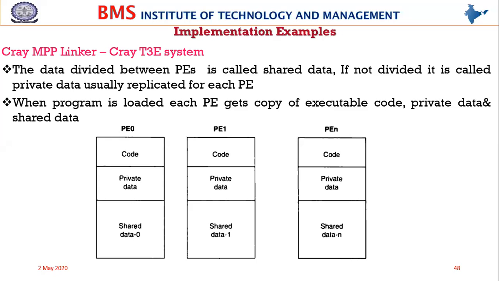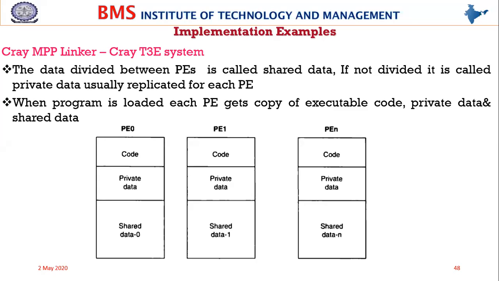When the program is loaded, now you may ask me where the code is. That's what we are trying to tell. When the program is loaded, each processing element will get a copy of the executable code. So processing element 0 will get a code, 1 will also get a code, similarly 15 will also get a code. Data that is specific to a particular processing element, we call private data. Private data is given only to those processing elements, and the data which is common, which is supposed to be shared, is divided and given to each processing element.